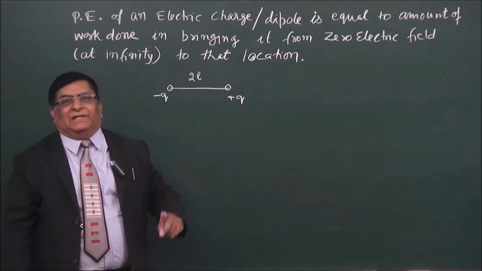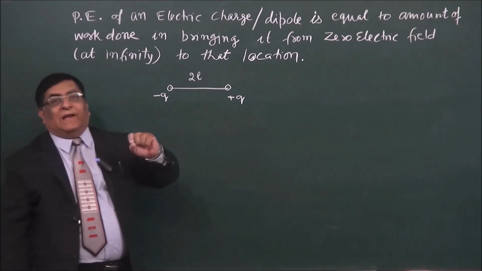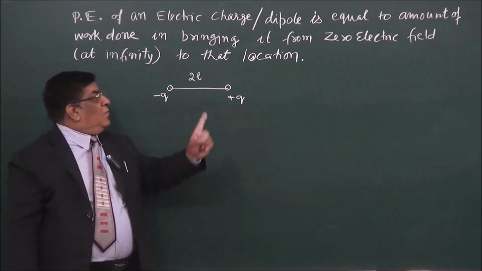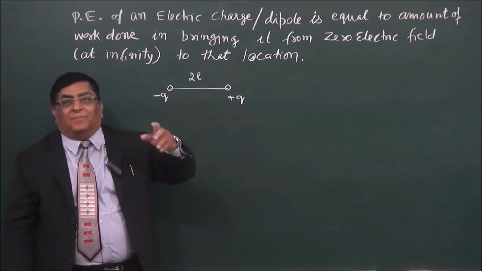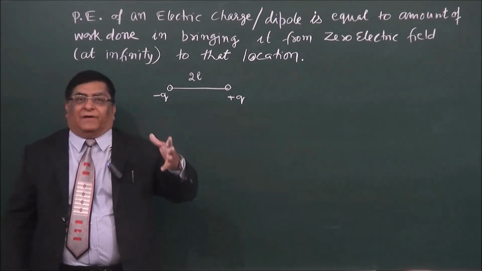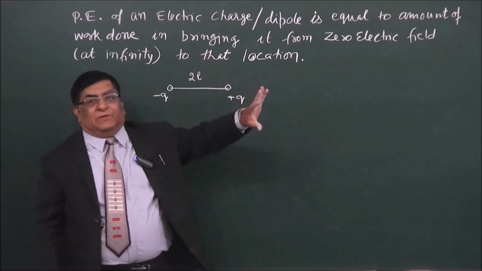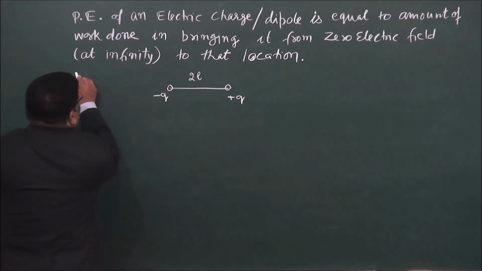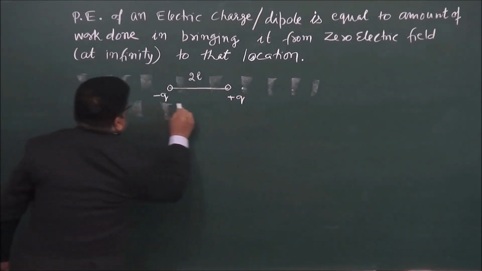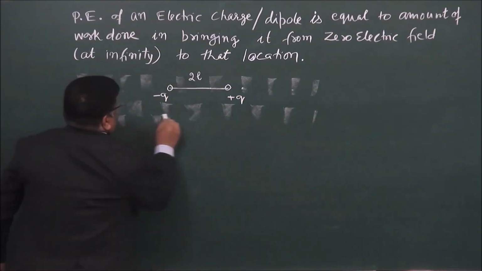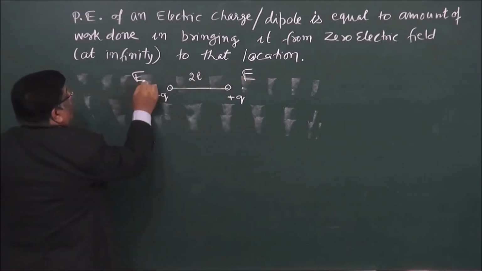Does it have any energy? To answer that, we will calculate the work done when we bring a positive charge here. From where do we bring it? From a location where the electric field was 0. Because here, everywhere, there is an electric field all over.